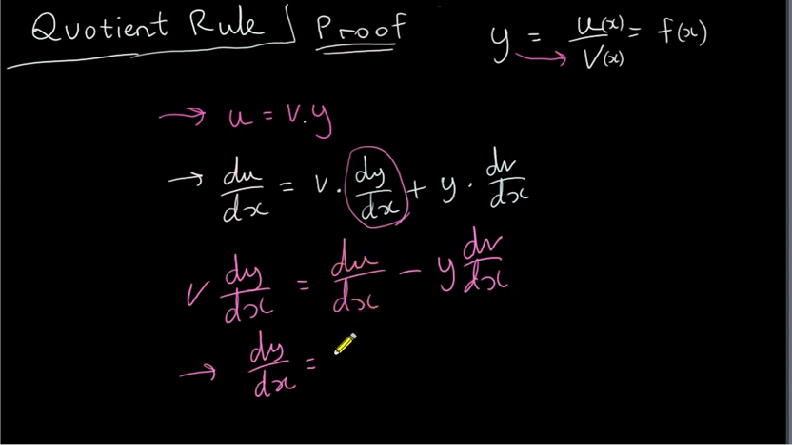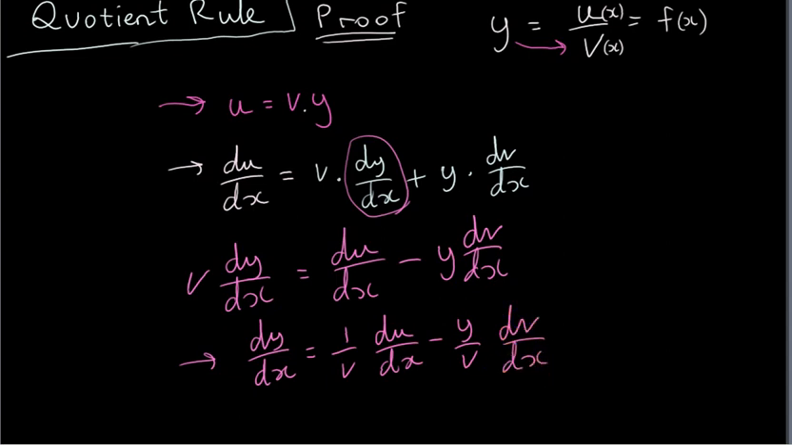I can just write it as 1 over v du dx minus y over v times dv dx. But we have y in here, and we know that y is just u over v, so I'm going to replace y here with u over v. So this is u over v. U over v divided by v, that's the same as u over v times 1 over v, or u over v squared. So we get u over v squared.